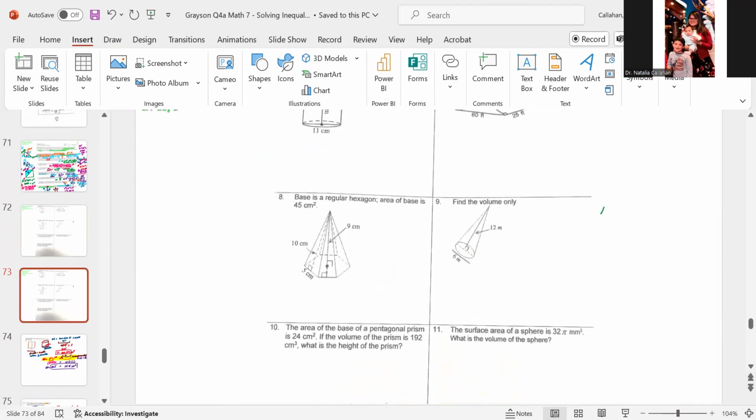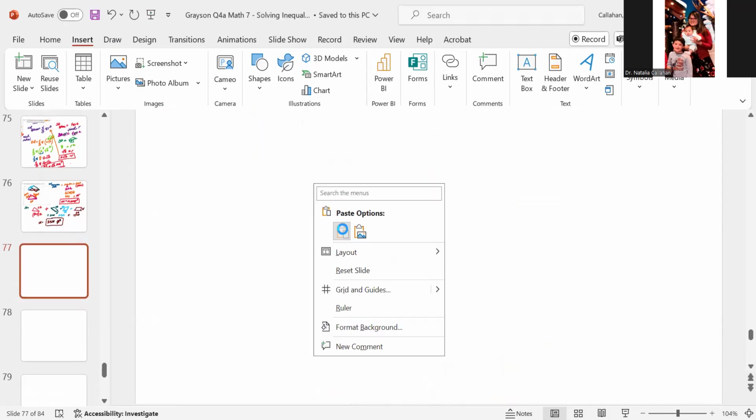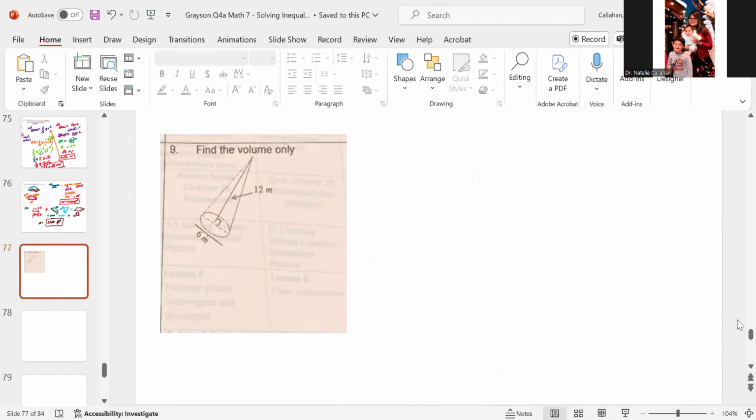Let me go over 8, 9, and 10. No, pick one. Let's start with the 9 first. That one I think is a little bit easier. Find the cone flashcard. Do you have the surface area for a cone and the volume for a cone? Yeah, because we're going to do both. Even though this asks you to find the volume, we're going to do both. Do you understand?